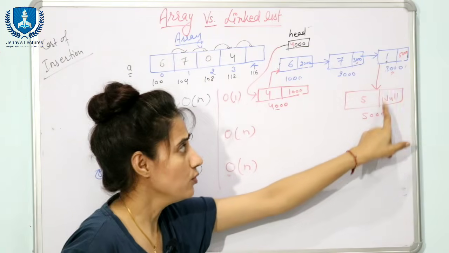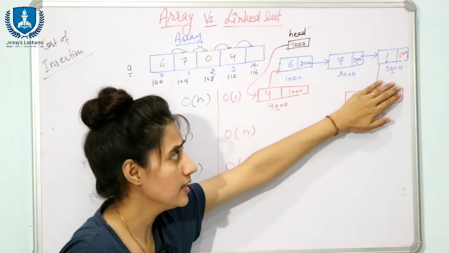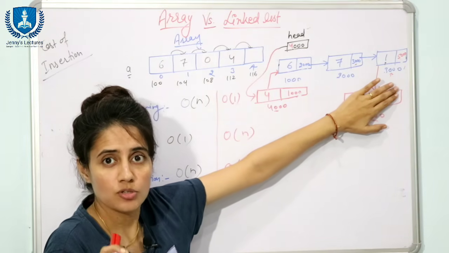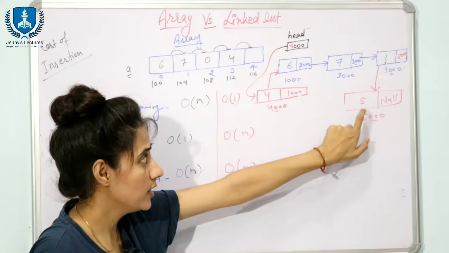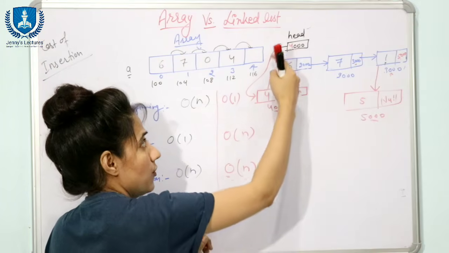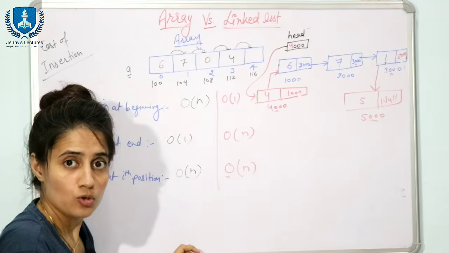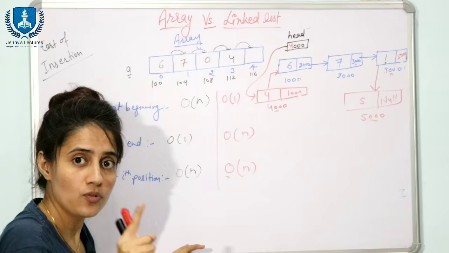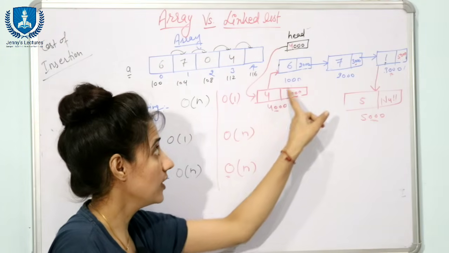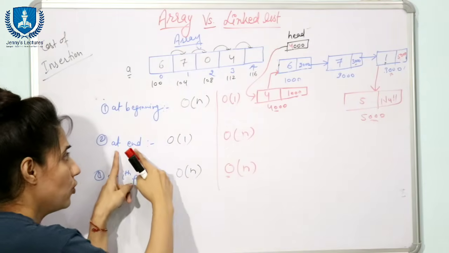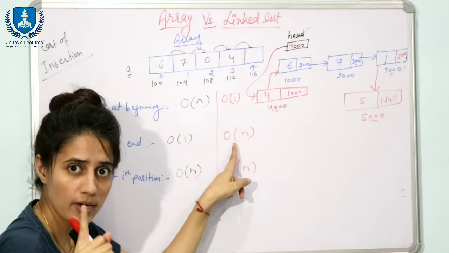But from the end if you want to delete, then you cannot directly delete this 5. Why so? Because only sequential access is possible in a linked list. So to reach this node, you have to traverse the complete list. After that you can delete this one. Fine. So it depends on the number of elements. You have to traverse n elements, after that you can delete the last node. So at the end, if you want to delete, it is going to take order of n time.